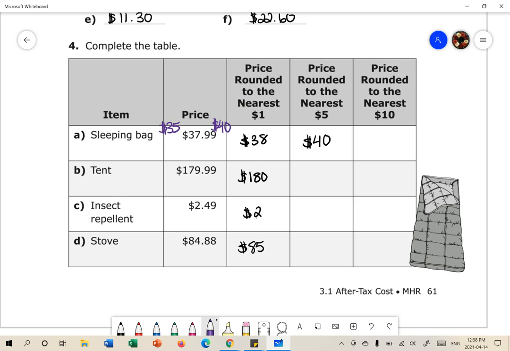Next, the tent is $179.99. Is it closer to $175 or $180? Well, it's closer to $180.